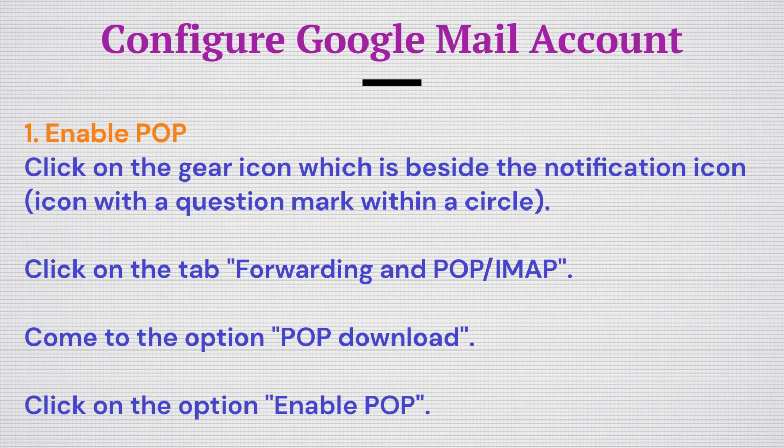1. Enable POP. Click on the gear icon which is beside the notification icon with a question mark within a circle. Click on the tab Forwarding and POP/IMAP. Come to the option POP Download. Click on the option Enable POP.